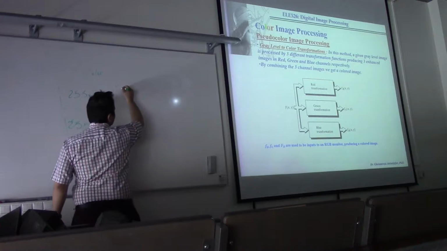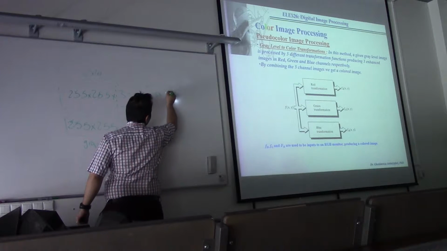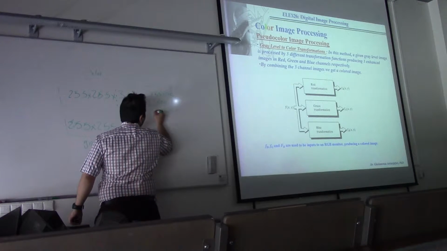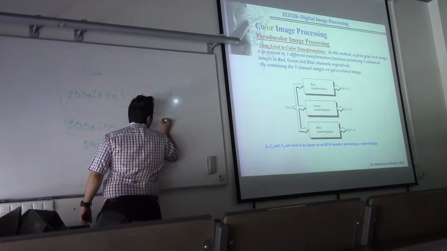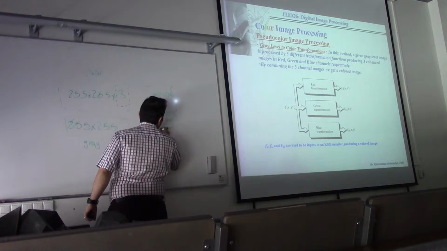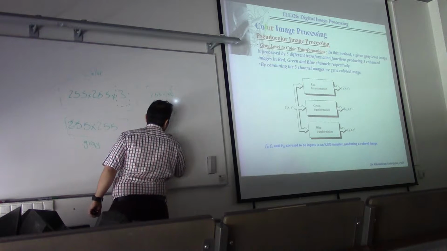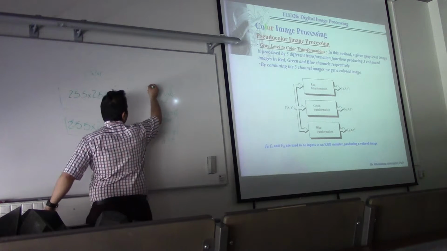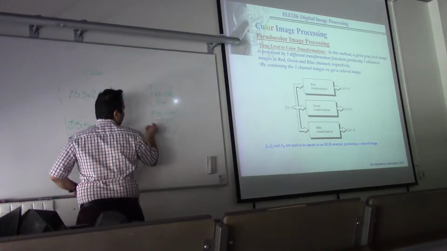Okay? And what does it mean at 3? It means that we have the matrix of 255 in red, 255 in green, and 255 to blue.